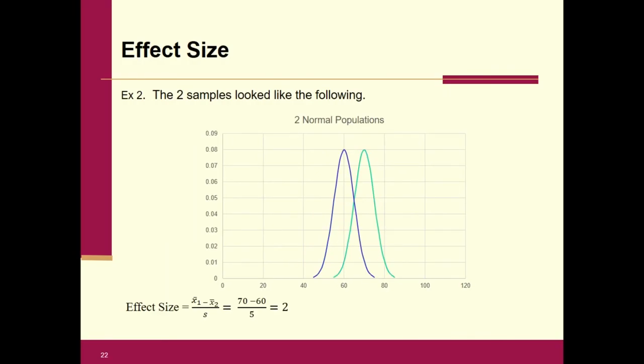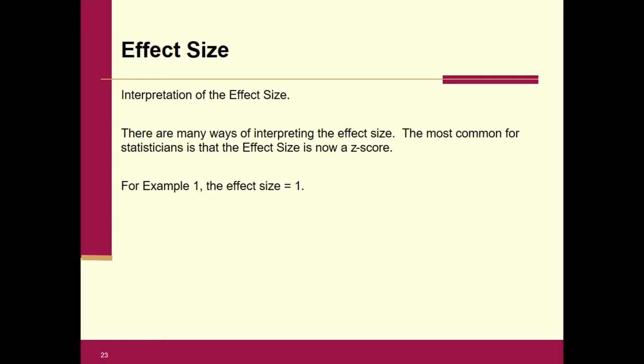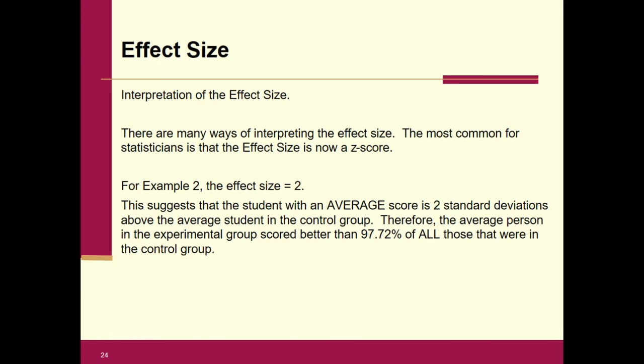What about this one? This one had an effect size of 2. Let's interpret that one. This suggests that the student with an average score in the one that was further to the right is 2 standard deviations above the average score in the control group. Therefore, the average person in the experimental group scored better than 97.72% of all those in the control group. Wow, that's pretty significant. It really sheds some light on things.